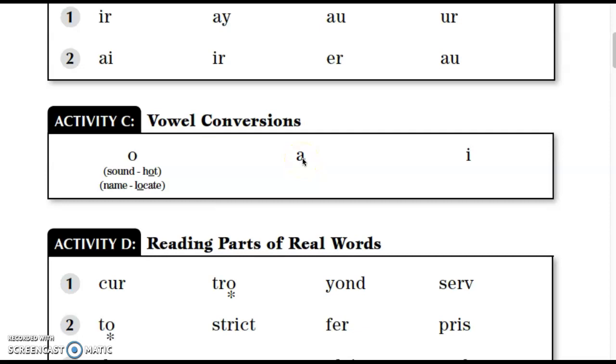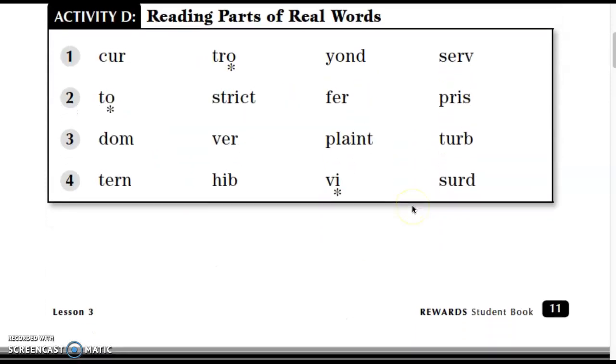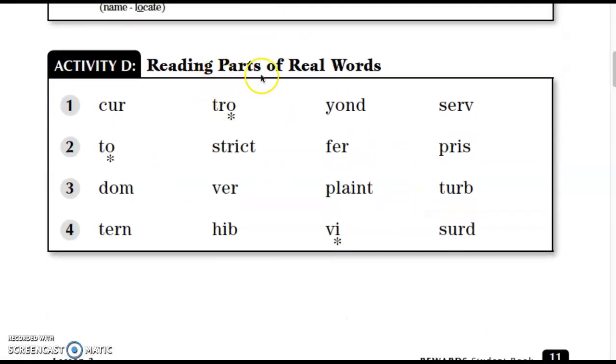Now let's look at the next letter. What sound? Ah, like in cat. What name? A, like in name. Next letter, I. What sound? I, like in pig. What name? I, like in pie. Now let's look at the next letter.